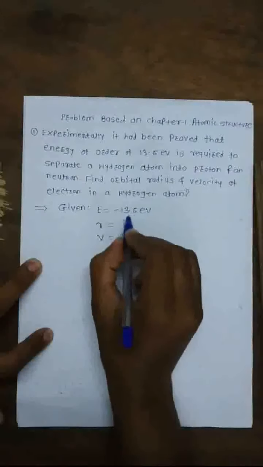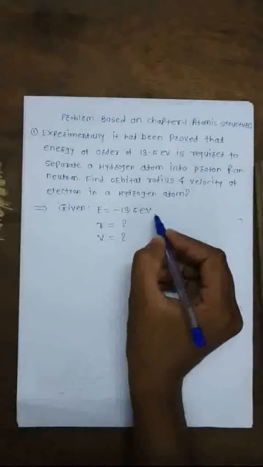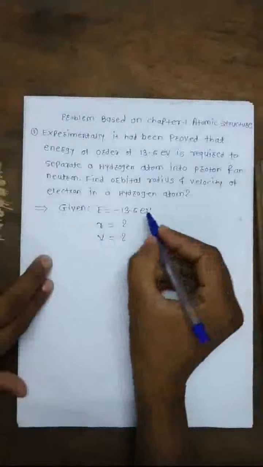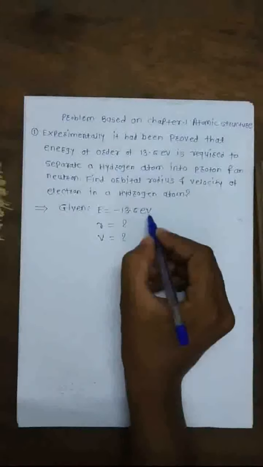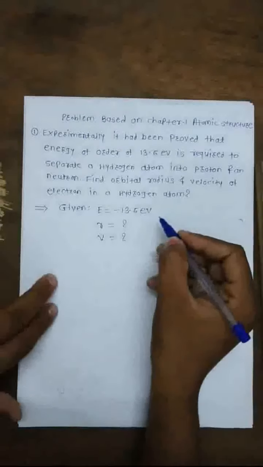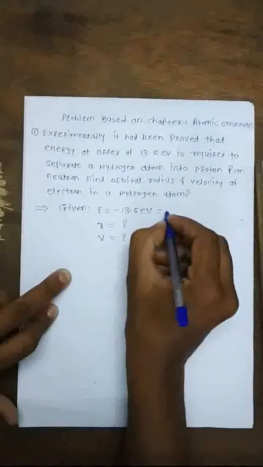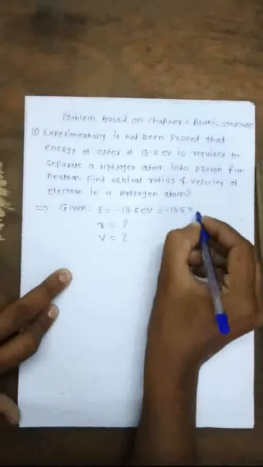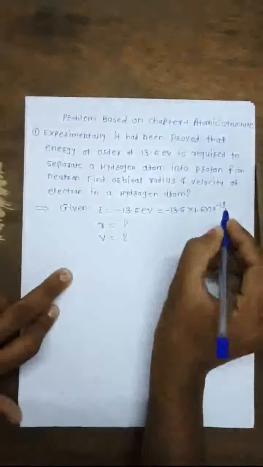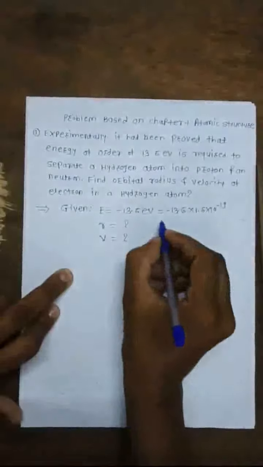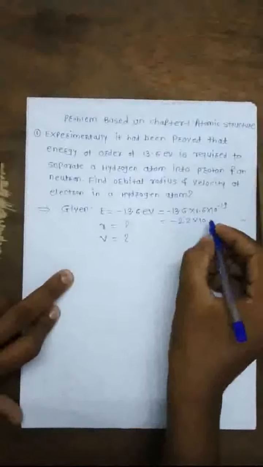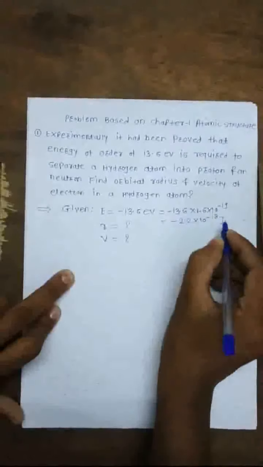Now here, E is equal to minus 13.6 electron volt. We have to convert this electron volt into joule. You know this relation: 1 electron volt is equal to 1.6 into 10 raised to minus 19 joule. Therefore, we convert this minus 13.6 into 1.6 into 10 raised to minus 19 joule. Therefore, we will get the value minus 2.2 into 10 raised to minus 18 joule.